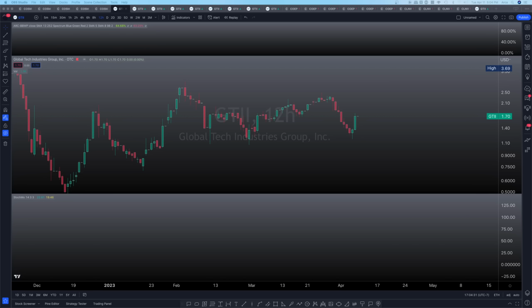Congratulations, team. We nailed our upside targets to the T. Let's go ahead and see what's going on for the following days in GTII.